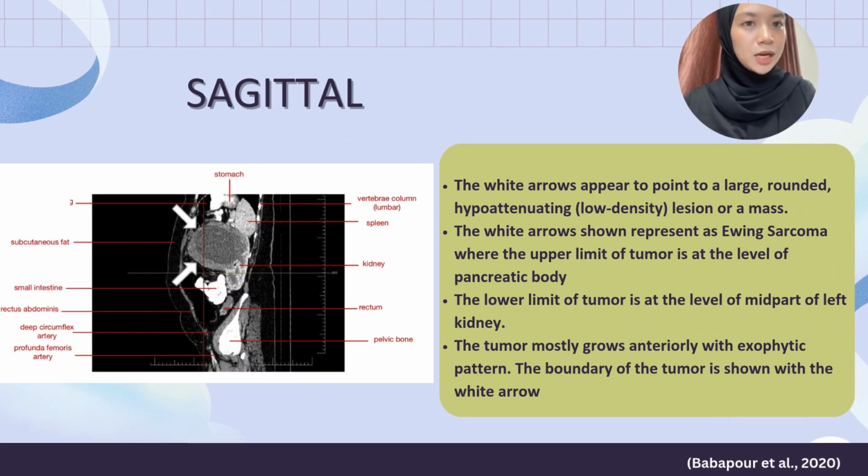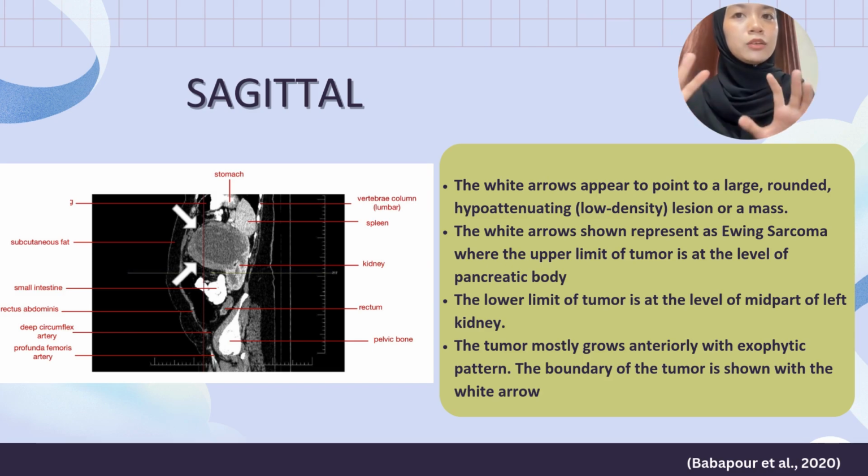Hi, my name is Adiba and I will continue the presentation with the sagittal view. This CT image shows a sagittal reconstruction of the abdomen and pelvis. Based on the sagittal view, we can see some structures such as the stomach, lumbar, spleen, kidney, rectum, pelvic bone, profunda femoris artery, deep circumflex artery, rectus abdominis, small intestine, cervical fat, and also the lung.